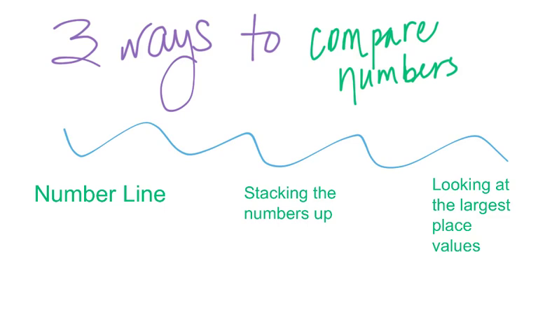And the third way is that we can look at the largest place values of the numbers. So we may have one number that just goes to the thousands place, whereas the other number may go to the 10,000s place. And we can already realize that a number with a digit in the 10,000s place has to be larger than a number whose largest place value is only the thousands place. Well, there are those three methods we can use to compare numbers, but today in this video we are going to focus on stacking the numbers up to actually compare them. All right, so let's get into our first problem.